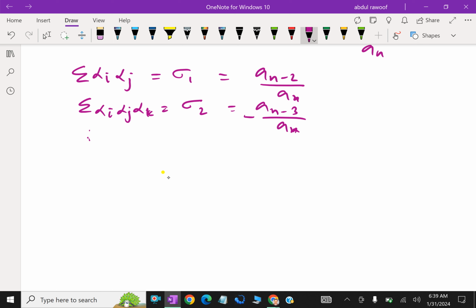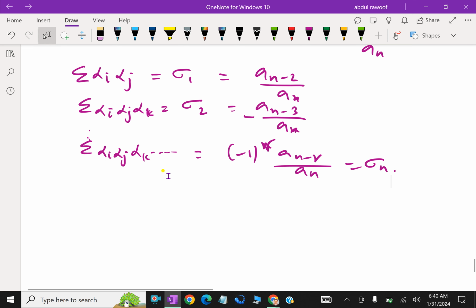Generally, you can say sigma alpha i, alpha j, alpha k continues. Generally, you can write this as minus 1 power r into a_(n-r) over a_n, which is equal to sigma r.